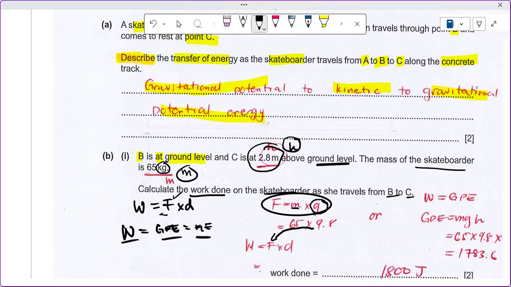Do I know the distance? Yes, the distance is the height. So I can calculate it like that. Or I can just do it straightforwardly using gravitational potential, because work done and gravitational potential are the same. Since I'm given M, H, and G is a given constant, and gravitational potential energy's formula is mgh, I'll just take that 65 multiplied by 9.2 multiplied by 2.8, then I'll get an answer of 1,783, which I must then round off to two significant figures to get 1,800, and I must not forget my unit, which for energy is joules.